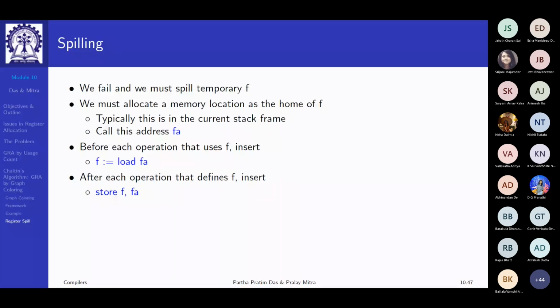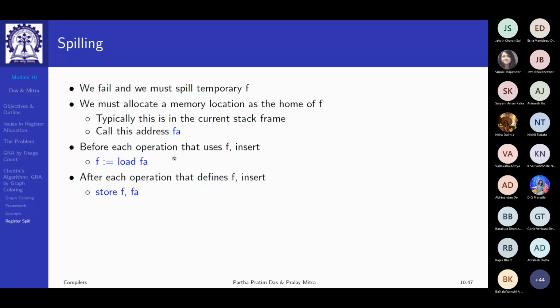So for the spilling, what will we do? When we fail, we will spill one of the nodes. Here we are spilling F. We must allocate a memory location, which is the home of F, and typically this is done in the current stack frame. We call this address FA, F address, just so that it will now have to be in memory. So we will have to allocate a memory location for that.